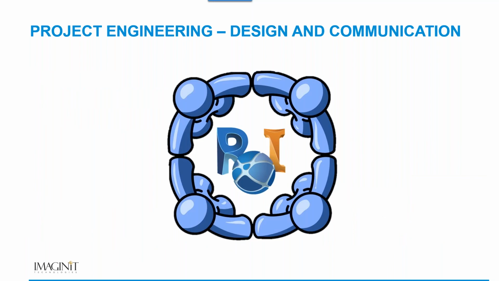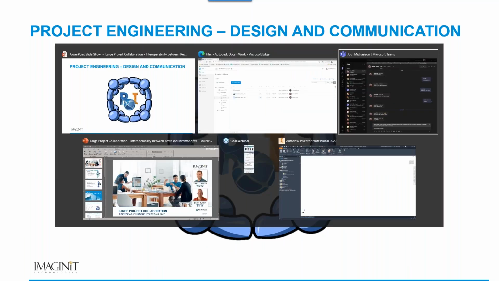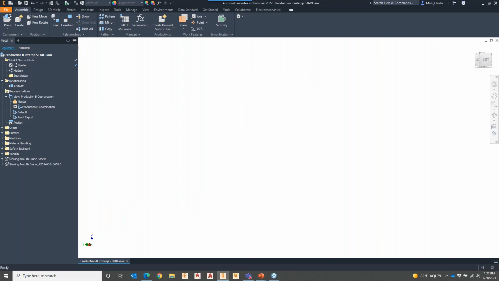Yeah. So let's take a look at this workflow. We're going to be doing a lot of things in Inventor here first, and then we'll be passing it into Revit as well. So let me jump over to Inventor. Okay, you can see I'm running the dark theme here inside of Inventor 2022.